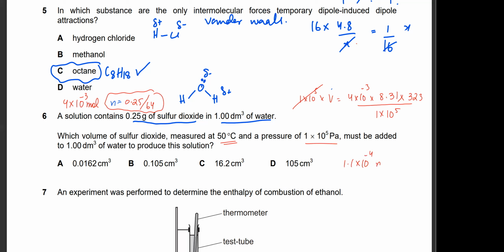10^-4. Your answer would be in meter cube, right? So how do you turn meter cube into cm cube? Remember this conversion as well. If you want to turn meter cube into cm cube, you have to multiply it by 1 million, 10^6. Cm cube, dm cube, meter cube: if you're going this way, you keep dividing by 1,000. If you're coming back from meter cube to centimeter cube, you're going to multiply. So the answer is 105 cm cube.